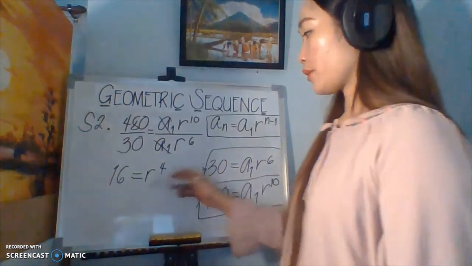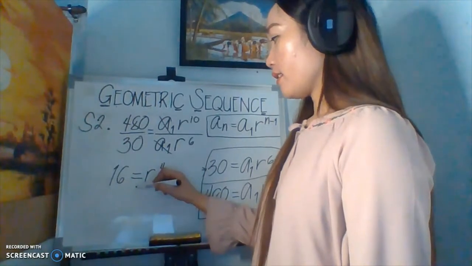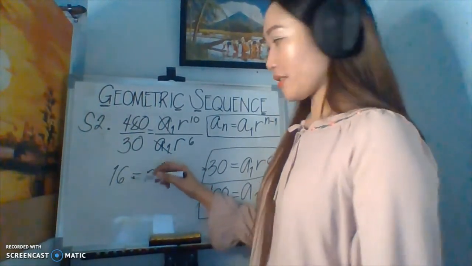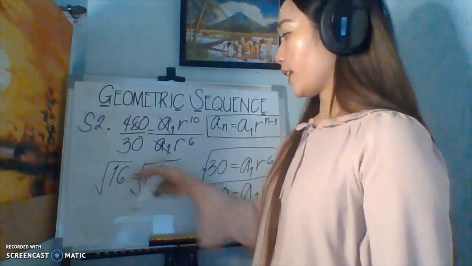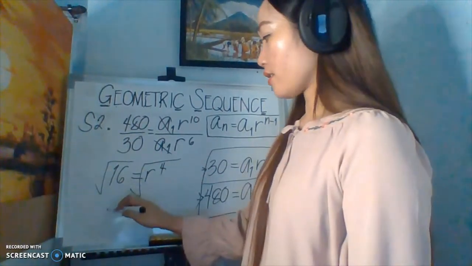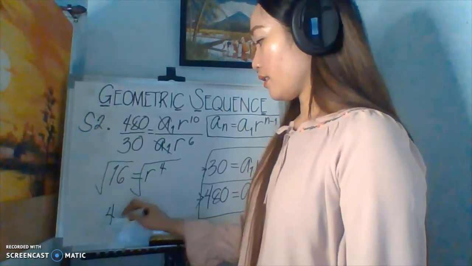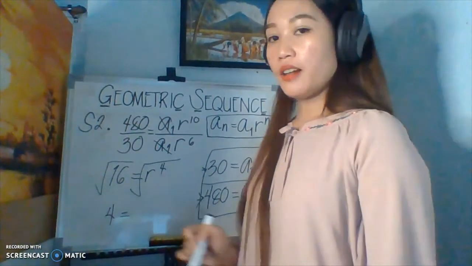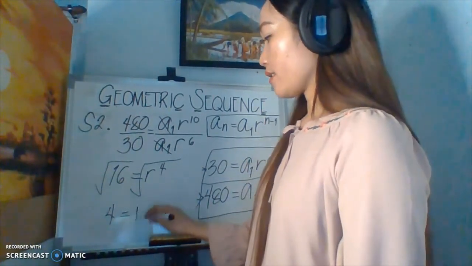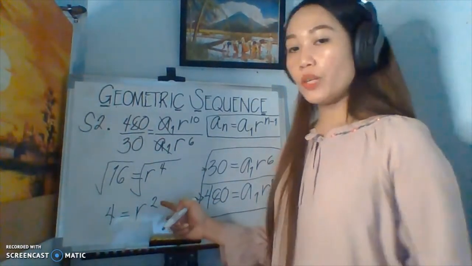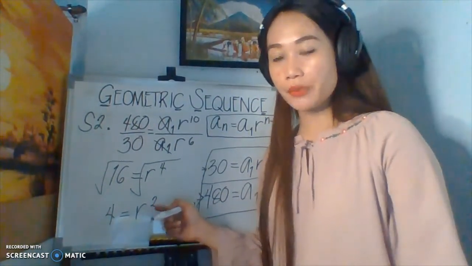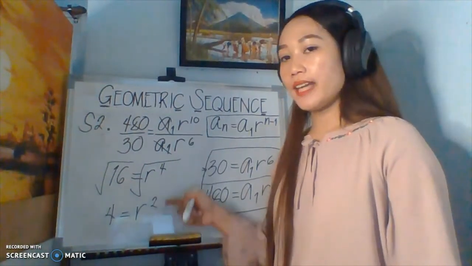Since this is a fourth root, we can start with the square root to make it easier. What is the square root of 16? That is 4. What is the square root of r raised to 4? That is r squared. But what we need is only r, not r squared, so it still has an exponent.